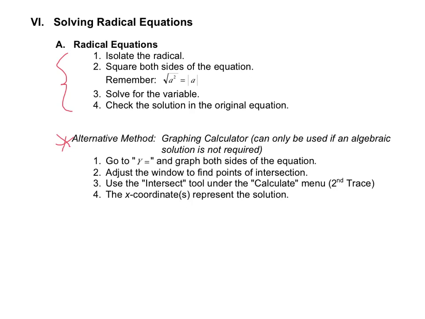All right, let's go up to the top to the algebraic method. First step says we need to isolate the radical, very similar to how we isolated the absolute value when we did absolute value equations. Then we're going to square both sides of the equation so we can get rid of the radical, because remember, squaring and square root cancel each other out. We're going to solve for the variable and then check our solutions in the original equations.